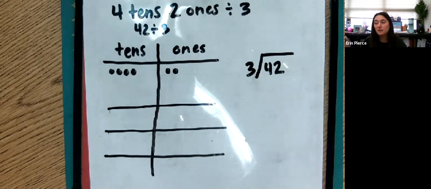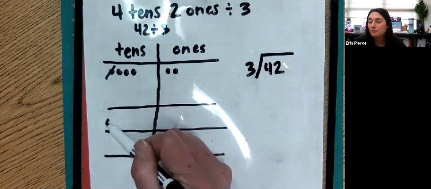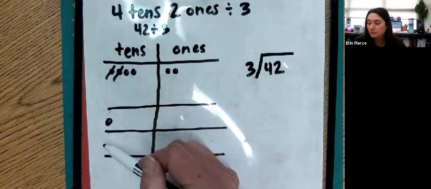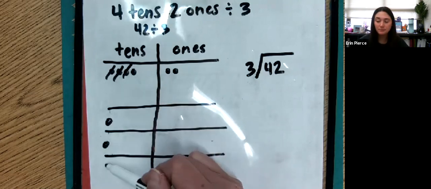Okay, so let's start dividing out. I have starting with my 4 in my tens place, and I'm dividing by 3. So I have 1, 2, 3.